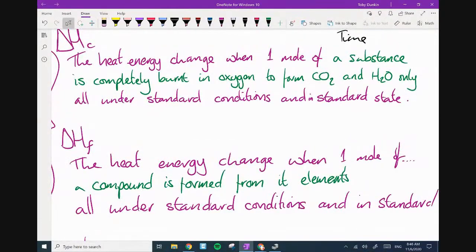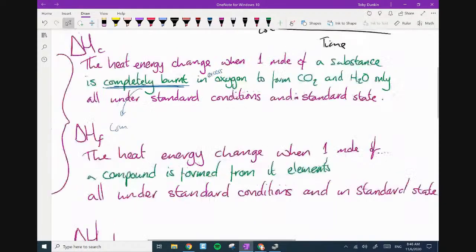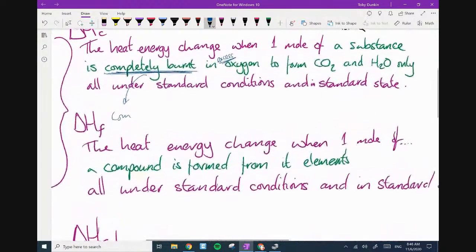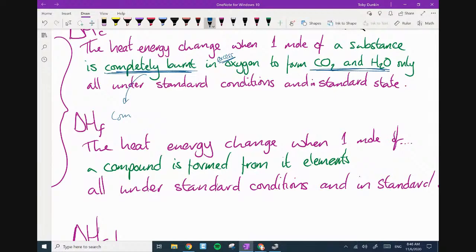No, it doesn't actually need it, because you're stating it in other places, Winkit. You're stating completely burnt. That's the bit that covers the complete combustion. And in excess oxygen. You don't actually need it because you've said completely burnt, but I think there's value in adding the excess to your definition, because that covers complete combustion. Is completely burnt in excess oxygen to form CO2 and water only. And that also covers your complete combustion as well, Winkit.